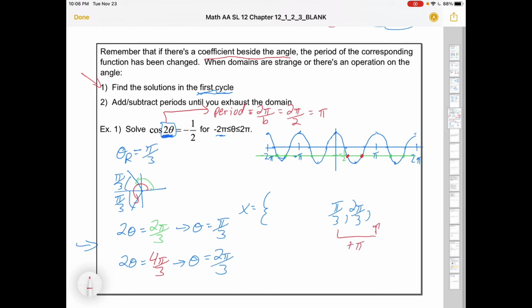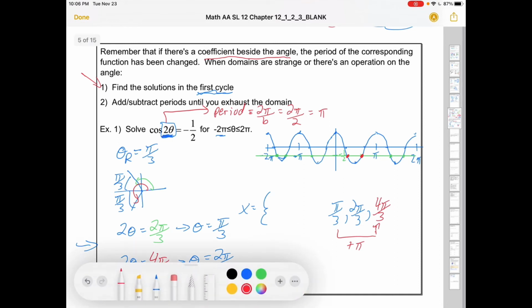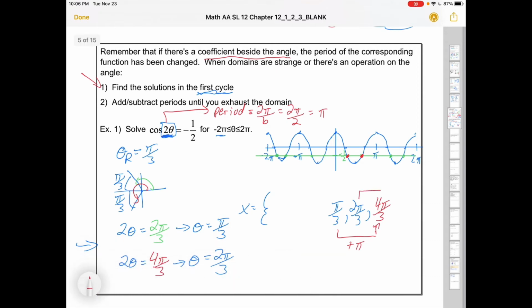So if I add pi onto pi over 3, I'll be at 4 pi over 3. And you might say, hold on, that was already an answer from before. Yeah, but this is a coincidence that we've got the same answer happening. If I add pi onto this one, where will I be? 2 pi over 3. Again, we can go into dreamland and figure this out.